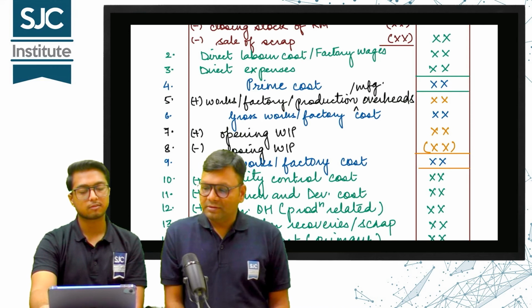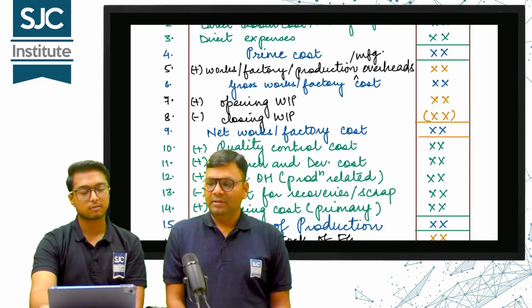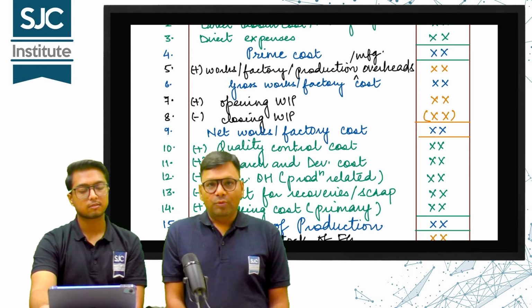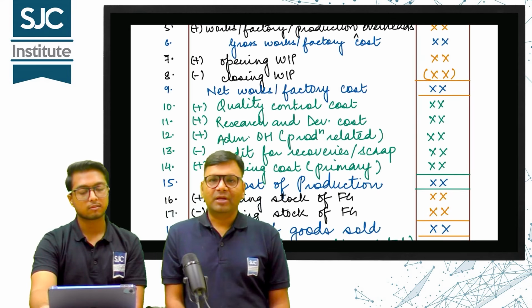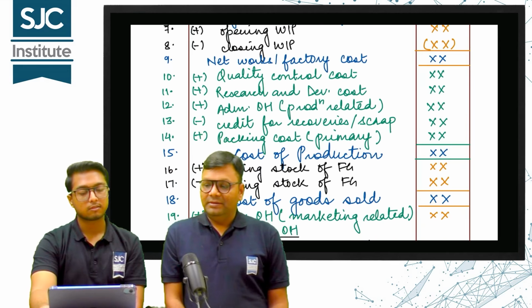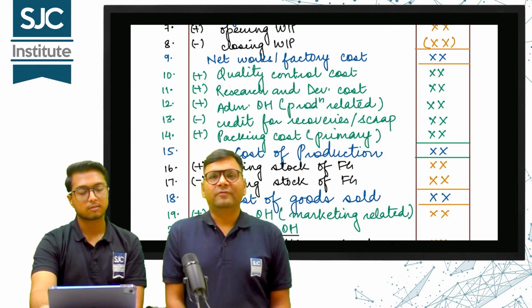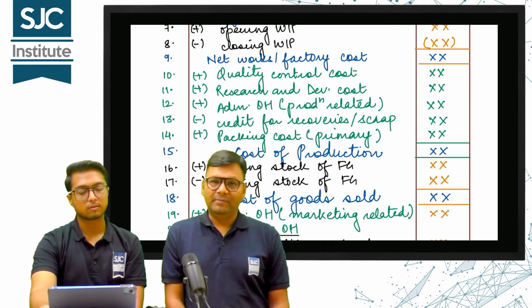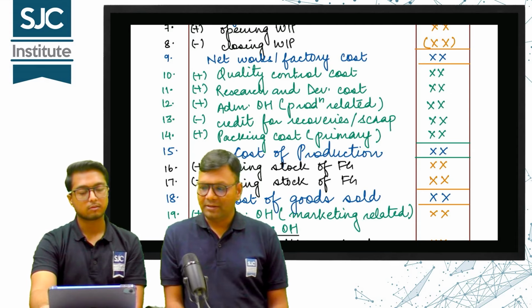Next, after gross works cost, you add opening WIP less closing WIP to get the net works or factory cost. Then you will add three major overheads, which are quality control overheads, research and development overheads, and administration overheads of production nature. How much will be of production nature will be given to you. Deduct recoveries from scrap or any kind of recovery done from your suppliers, vendors or customers. Means sometimes customers do pay for your cost, so if that is given, you have to deduct that.